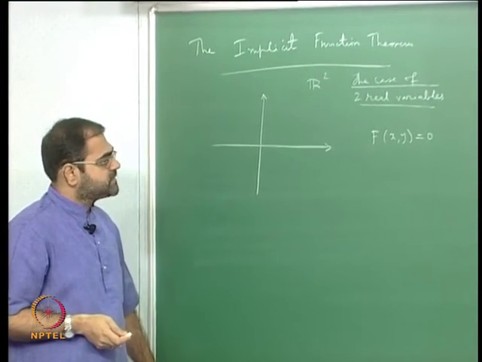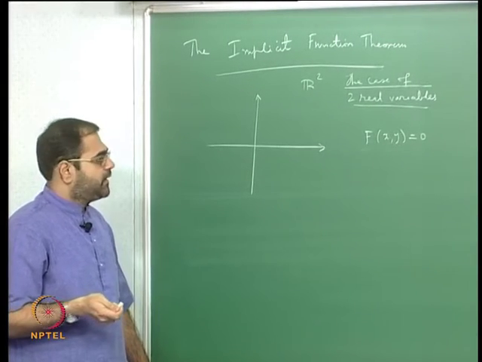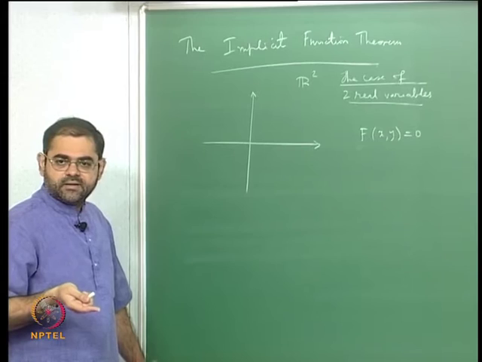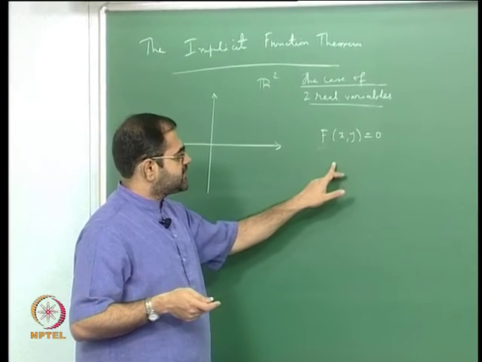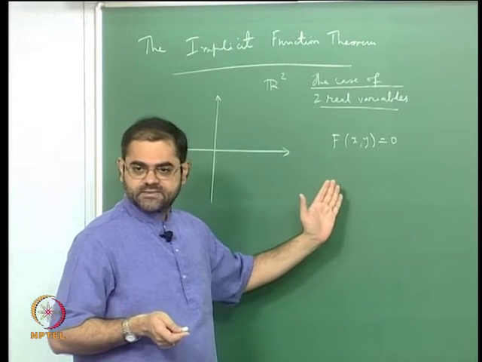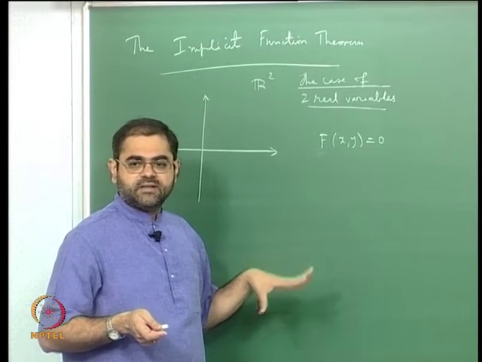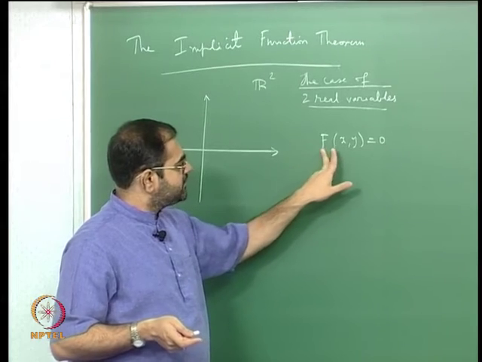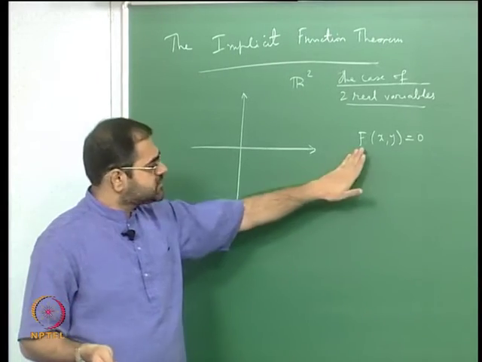So this is to be thought of as an implicit relationship between x and y. Because you are not able to write x as a function of y or y as a function of x, this is called an implicit relation. If this can be equivalently written as x equal to some function of y, that means you have solved it explicitly for x. And if you can write it of the form y equal to a function of x, then you have solved it explicitly for y. But if in general you are given a relationship like this where one variable is not written as a function of the other variable explicitly, this is called an implicit function.